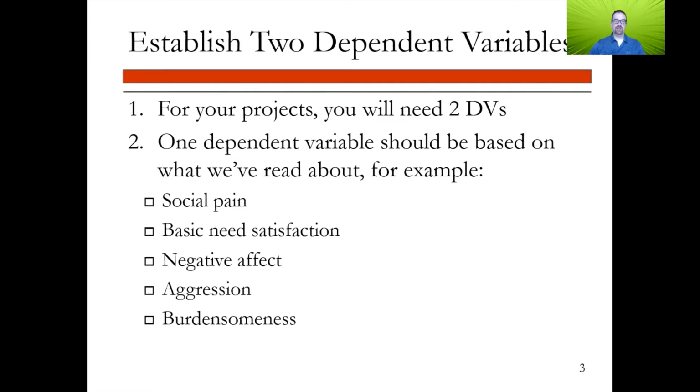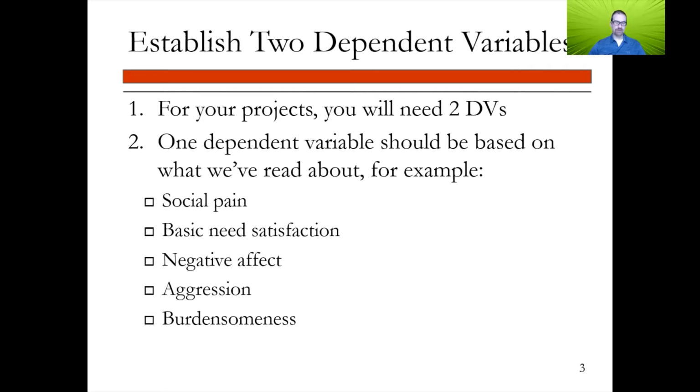For example, you could talk about social pain, the pain that you experience when someone might leave the interaction or has left the interaction. Basic need satisfaction, so belonging, control, self-esteem, meaningful existence. Negative affect, so how negatively someone's feeling, their mood. Aggression was one that we talked about, for one of the days at least. And we can also measure burdensomeness if you want, both from the perspective of someone else burdening the participant, but also from the perspective of the participant feeling burdensome.